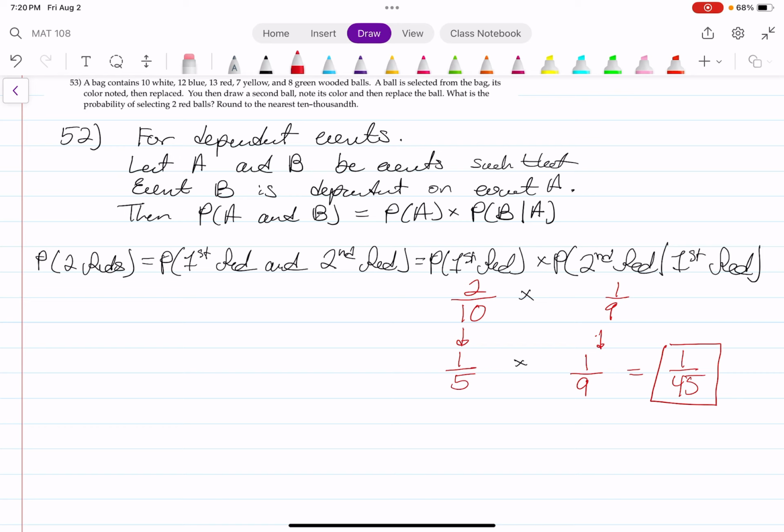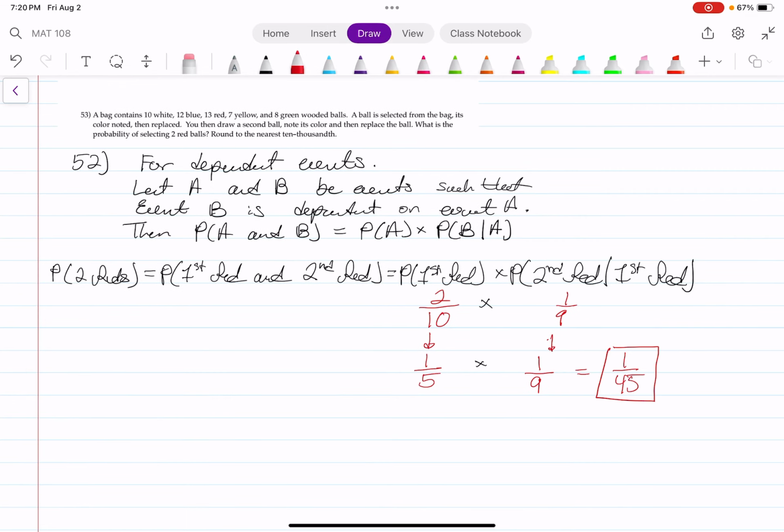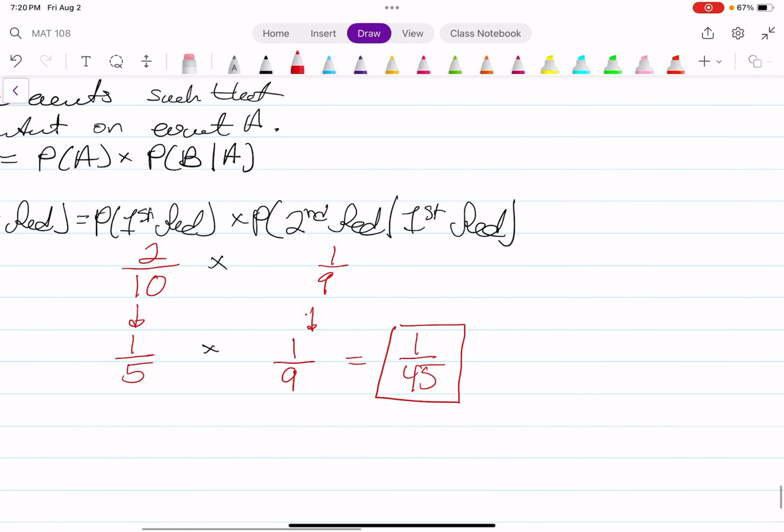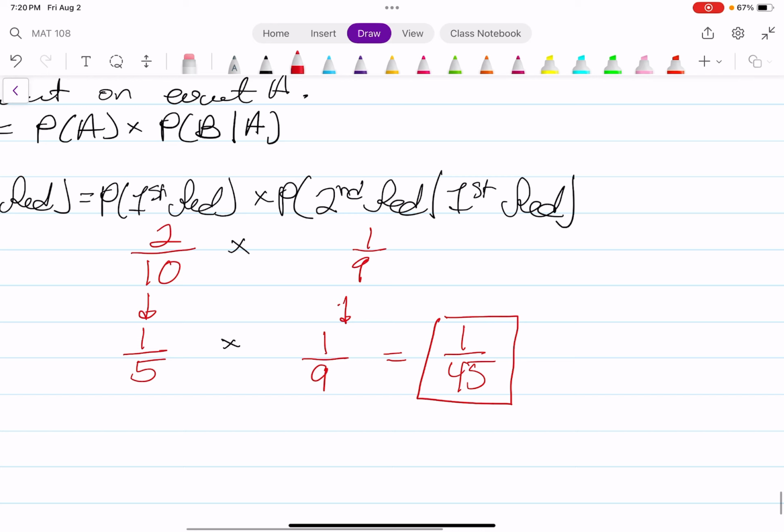There you go. Now, I'm going to move on to 53 in a second, but I also kind of want to point something out. Before I simplify, this is just a note. Before I simplify the fractions, if I multiply them, that's 2 times 1 on top, and the bottom is 10 times 9.